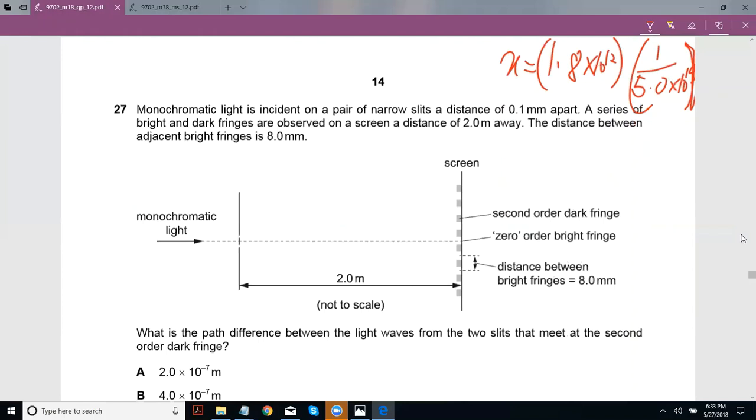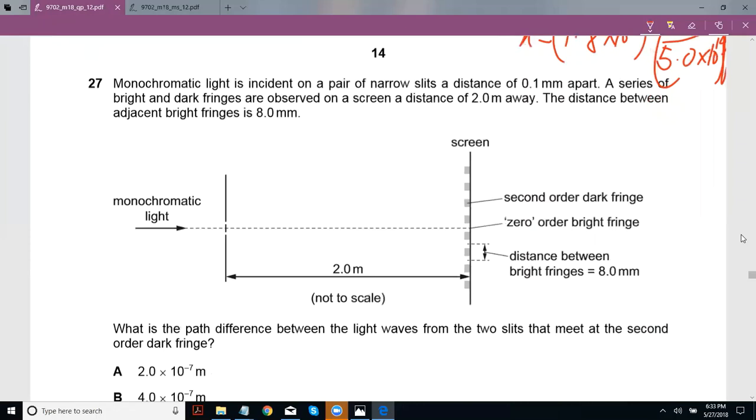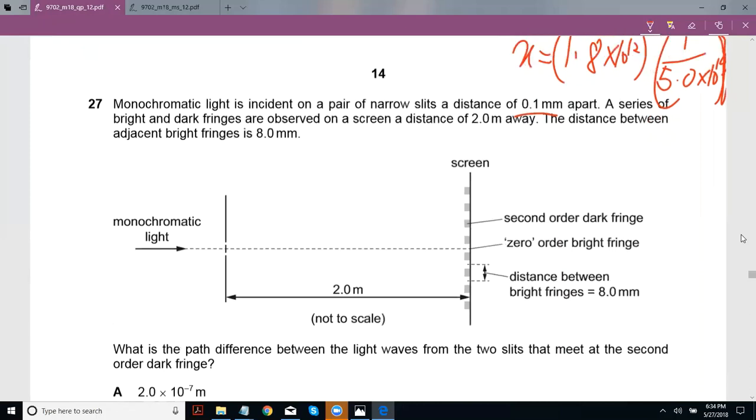Monochromatic light is incident on a pair of narrow slits at a distance of 0.1 millimeters away. So narrow slits, I believe the slit separation is 0.1 millimeters. That's what they're trying to say. And what was your slit separation? Was that a?